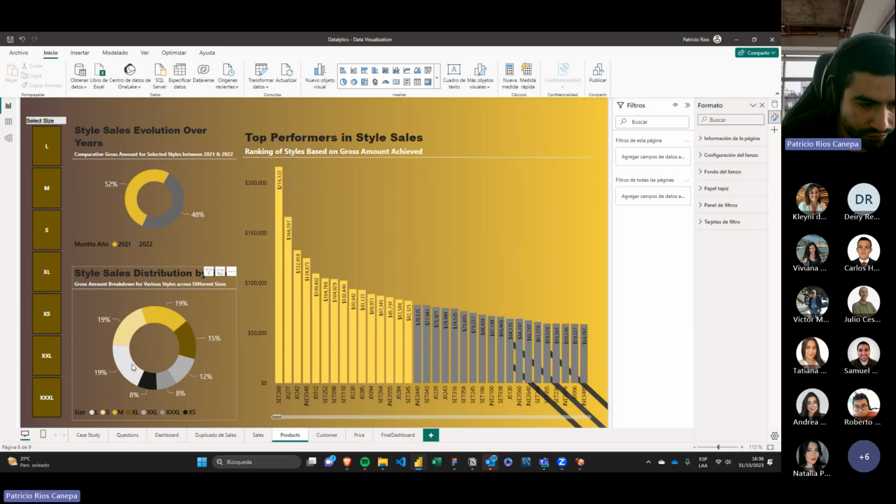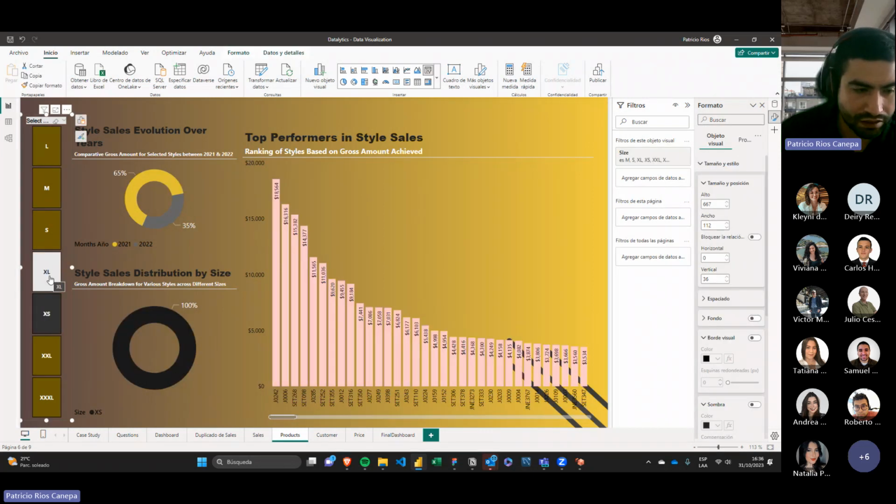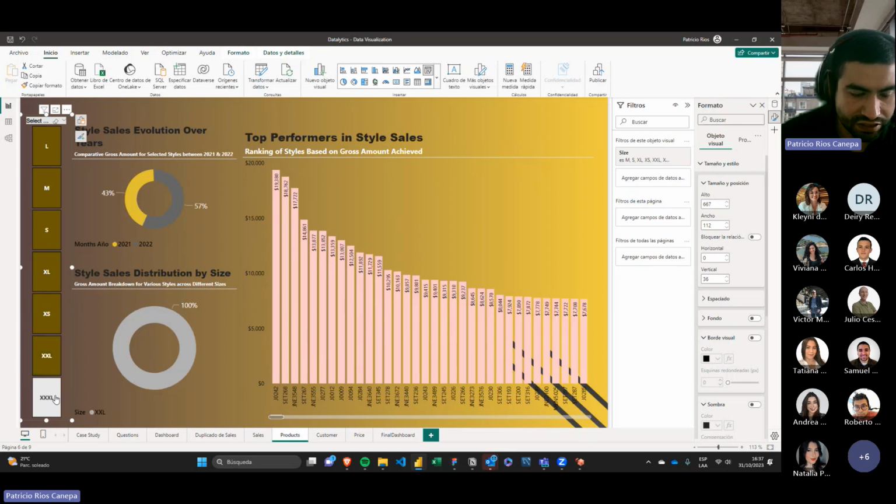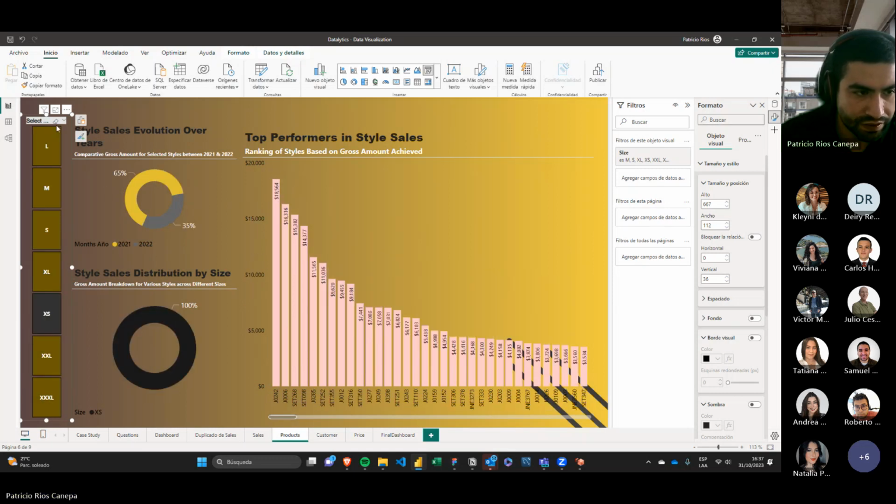You can also have the style sales distribution by size. Here you can clearly see that there are three sizes that are distributed with almost 20% each, which are size S, M, and L. Okay, so that is a really good insight for a stakeholder to understand, and also we can add interactivity to select which size we would like to see in terms of gross revenue.